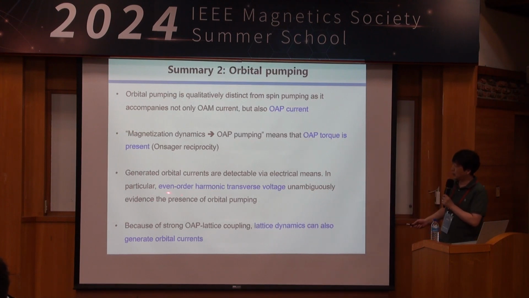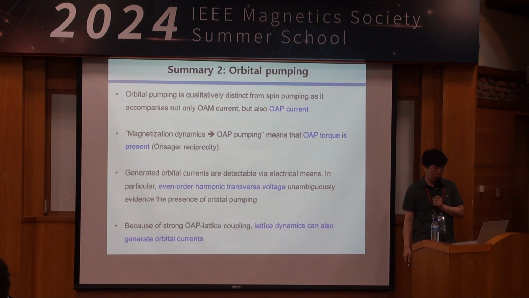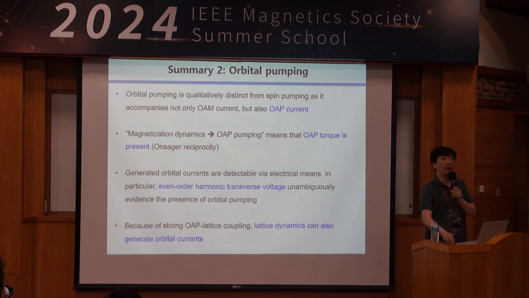And this orbital quantity can be characterized by the even order 2 omega harmonic transverse voltage. And because of the very strong crystal field coupling, lattice dynamics can also generate orbital current. Thank you for your attention, and I will take questions.